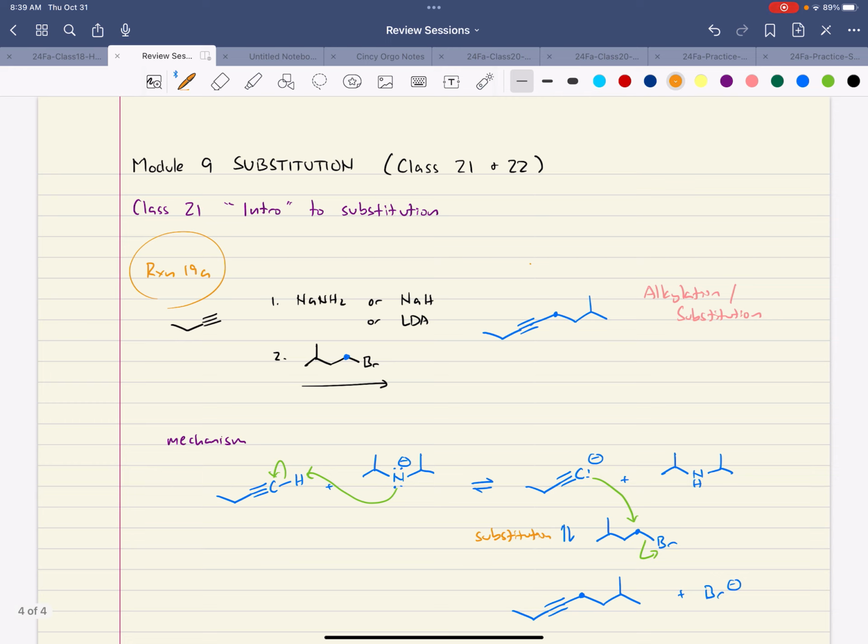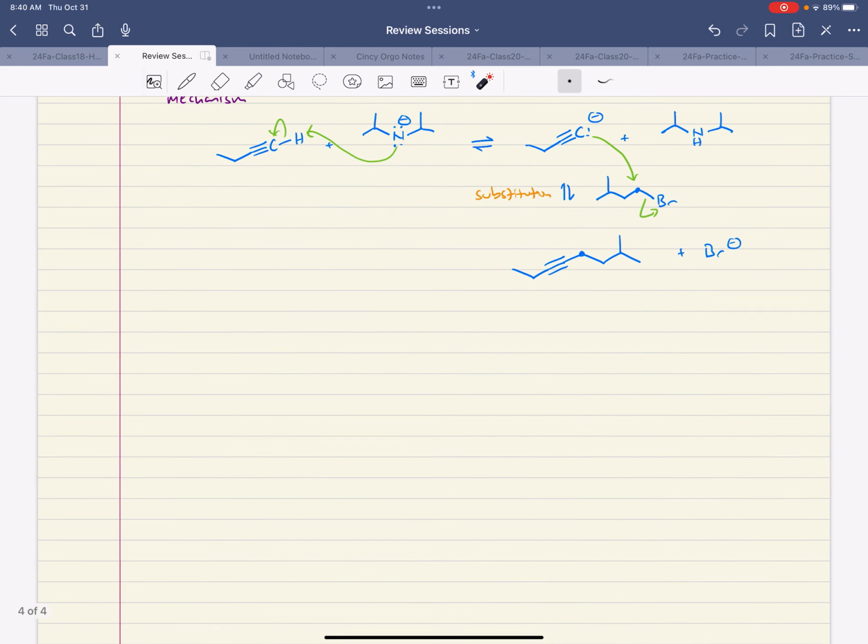And so let me go over a kind of a dilemma that I didn't tell you about when we talked about elimination, which is the base that helps do elimination could also do a reaction like this, substitution. And let us remind ourselves about an elimination reaction.